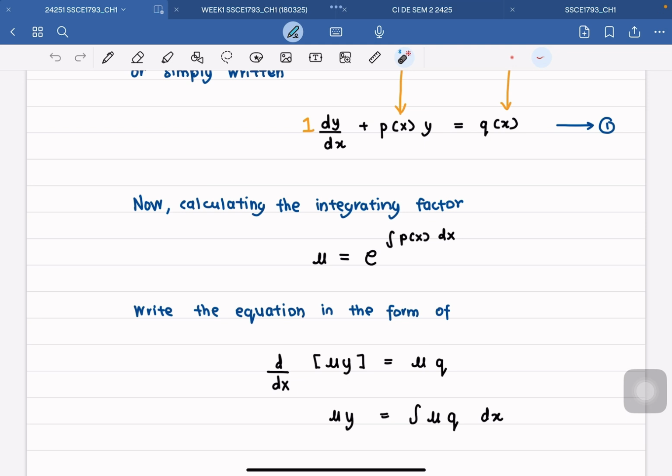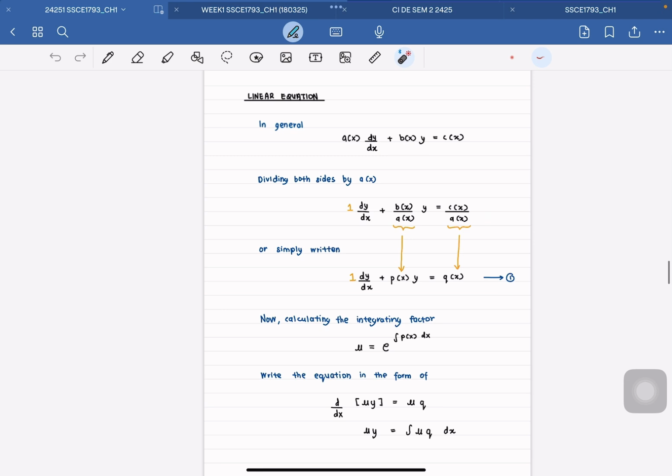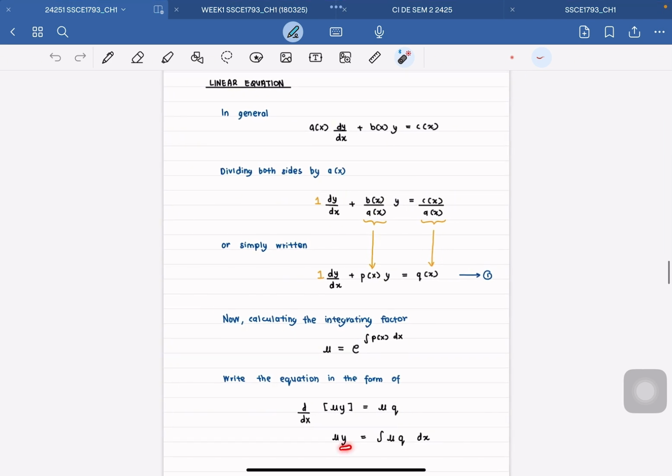Then when you integrate this one, you are going to have mu y equal to the integral of mu q dx. And then finally, you are going to have the equation of y. So that is the basic idea of how to solve the linear equation.